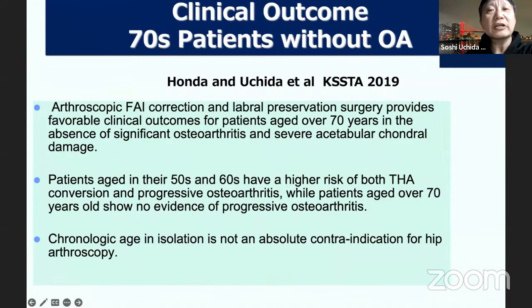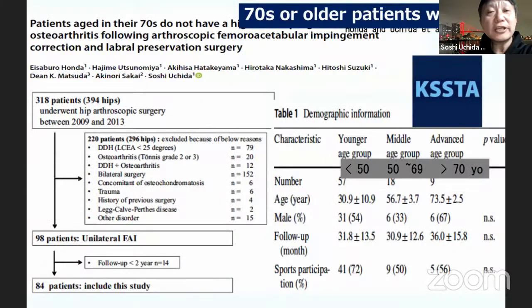This is our study looking at clinical outcome at 17 years in patients without osteoarthritis. Arthroscopic FAI correction surgery provided favorable clinical outcome after hip arthroscopy for 78%. You can see here, this is published in KSSTA. We divided the patients into three groups: a younger group, younger than 50 years old; a middle age group, 50 to 69; and an advanced age group, patients older than 70 years.